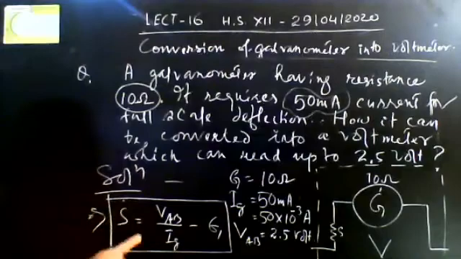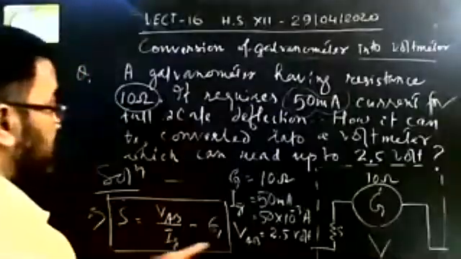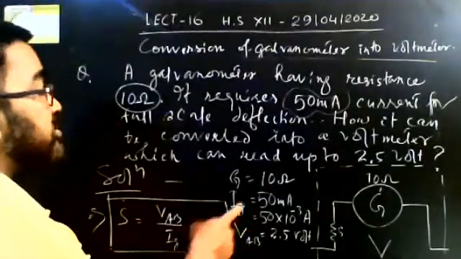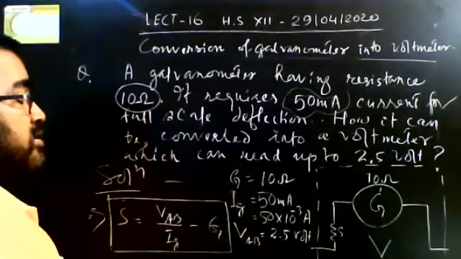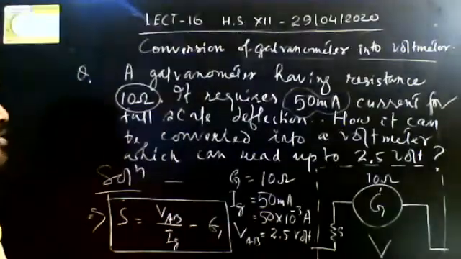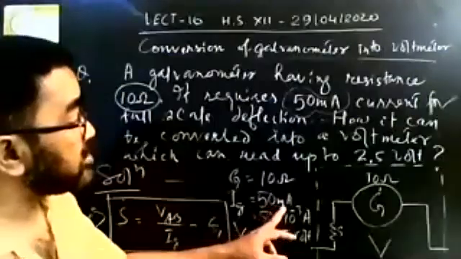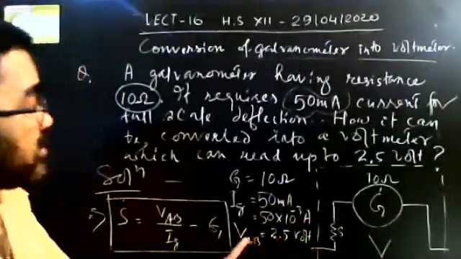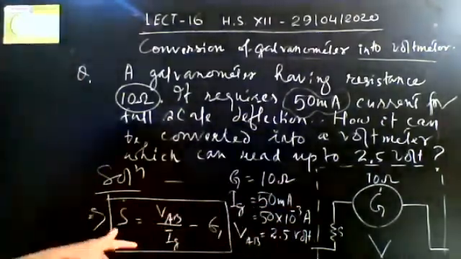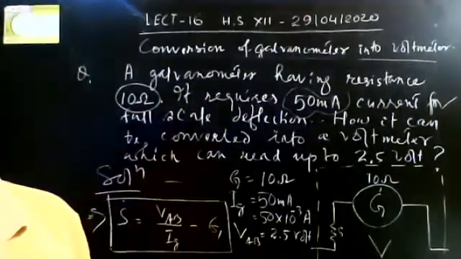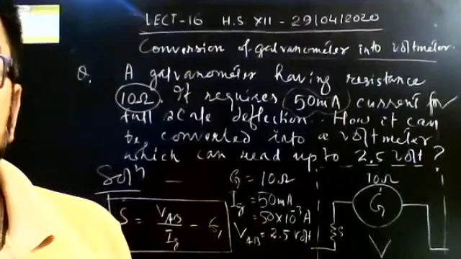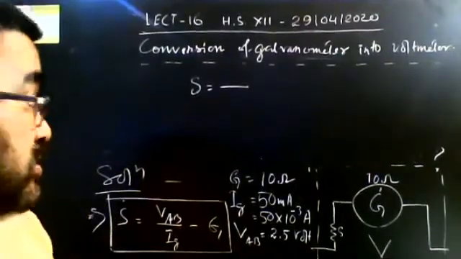Very simple. So the value of VAB is this, the value of IG is this, the value of Z is this. Everything is very simple. Each value of milliampere is converted into ampere, volt is the SI unit, ohm. So you just put the values and find the value of S. Okay, very simple problem.